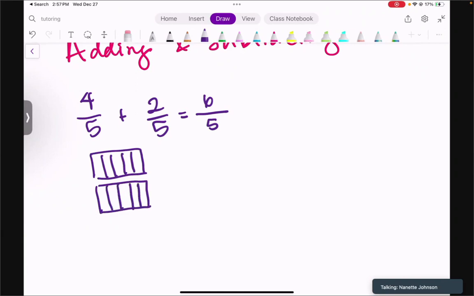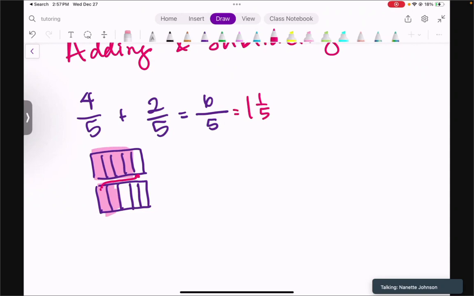I have 4/5, oops, I don't want to use that color. I have 4/5 of a brownie in here. I have 2/5 of a brownie pan right there. Can you imagine me taking this one piece and putting them over here? And now I have a full pan of brownies with one left, which is what that equals, right?